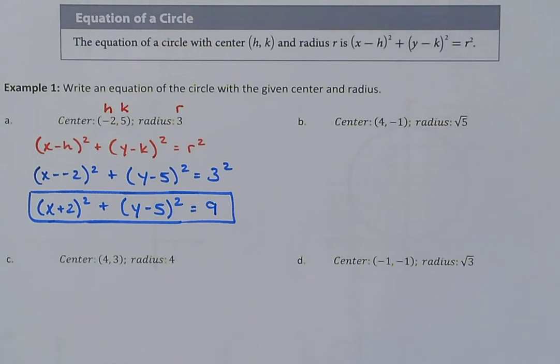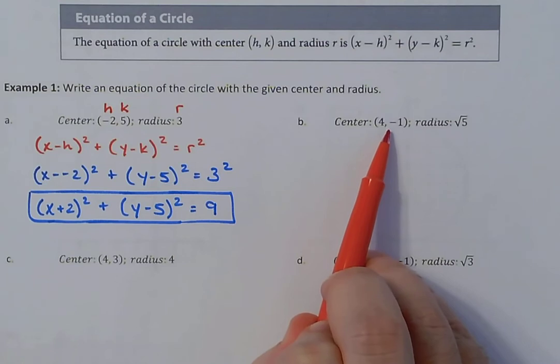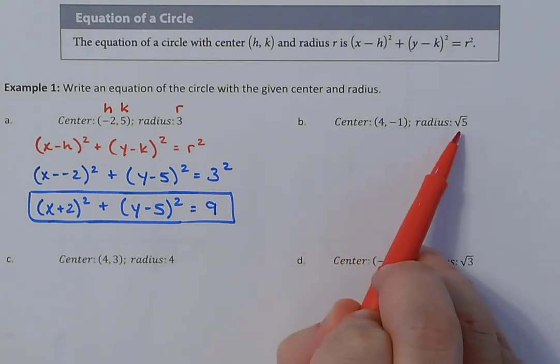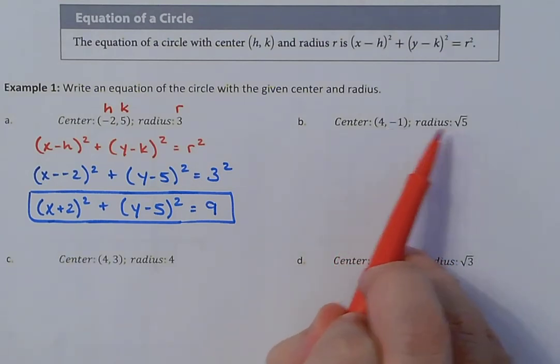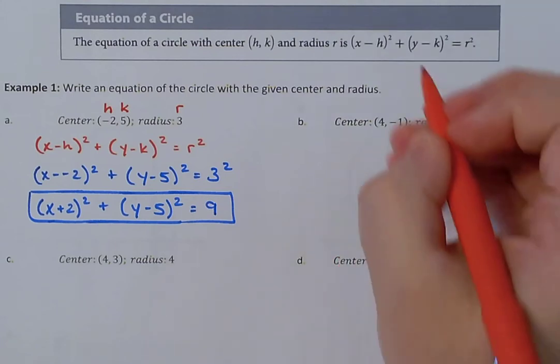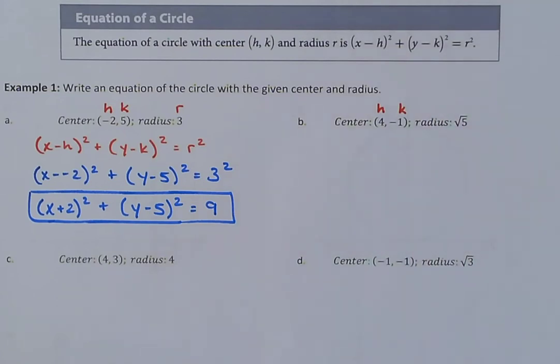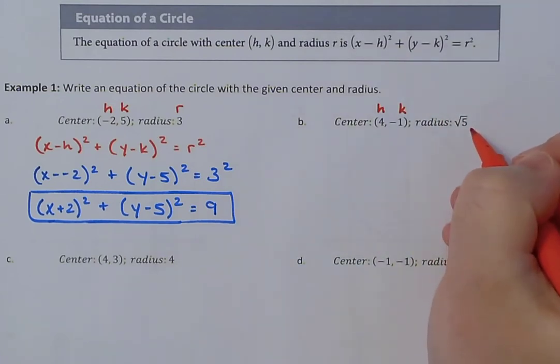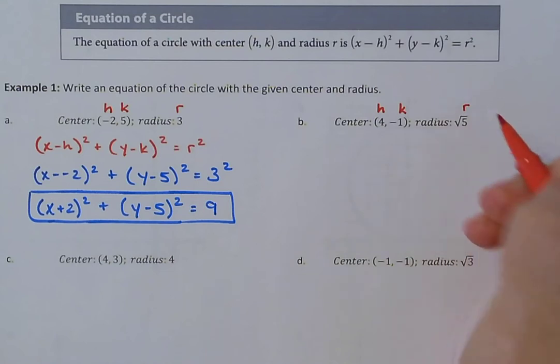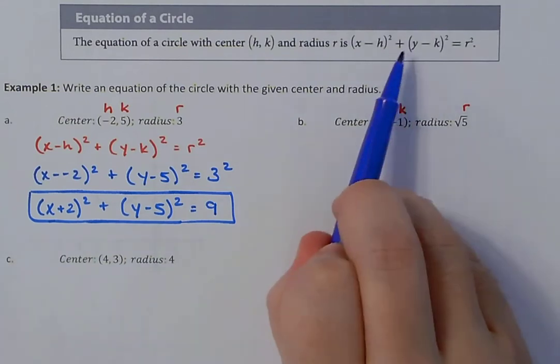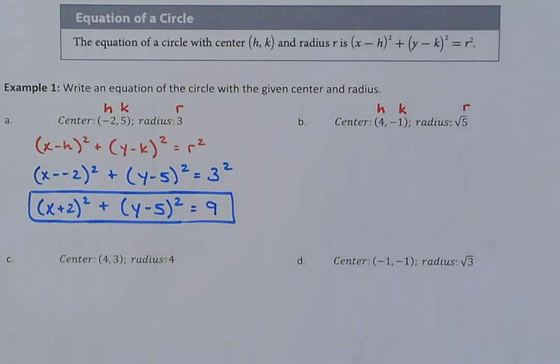So if we take a look at B, they tell us that the center is at 4, negative 1, and that the radius is the square root of 5. So 4, negative 1 is my h and my k, and then the square root of 5 is my radius, my r. So now that I have my h and my k and my r value, we can go through and use the equation to fill in that info.